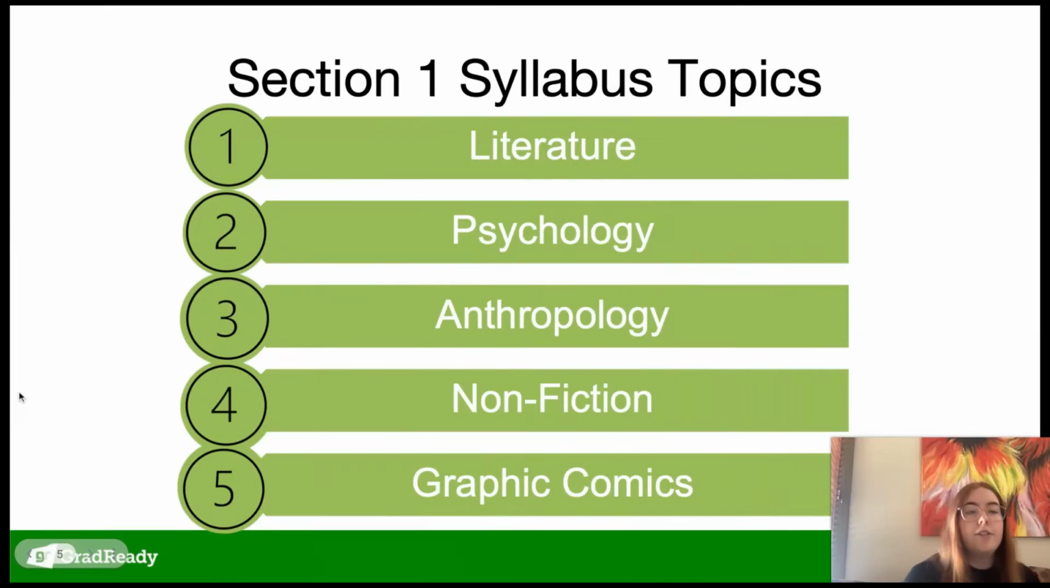Now on to our syllabus overview, as promised. Firstly, the Section 1 syllabus. For this section, you will be asked questions on a wide array of different media types, which may include the following. This list is not exhaustive, but these are some of the things that you might be given access to. It could be about literature, psychology, anthropology, nonfiction, graphic comics, poetry, anything like that. For further information and ideas, you can refer to the GAMSAT Section 1 reading list on our website to help you with your preparation.